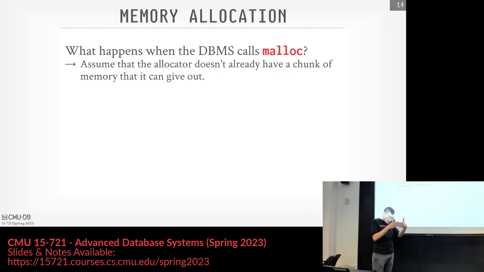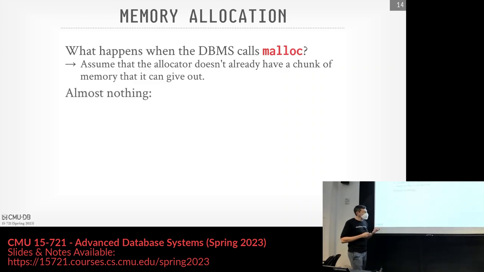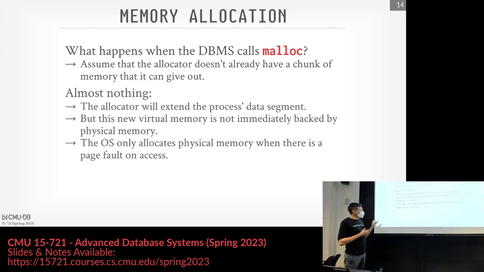Assume our allocator doesn't have a bunch of memory in user space, because they maintain their own cache as well. Assume we have to go to the OS and get memory. What happens? So the sbrk. Yeah, it says sbrk, yes. Well, that's later, right? Initially, almost nothing.